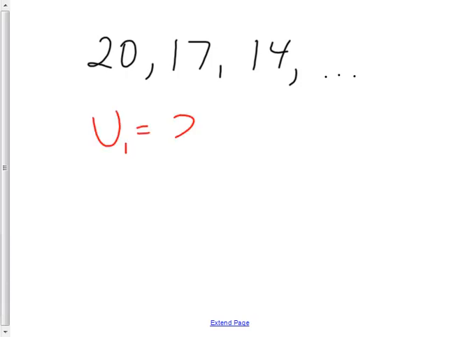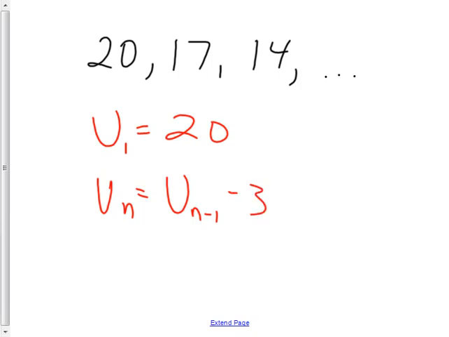Now try it going the other way. Let's say I have 20, 17, 14, dot, dot, dot. Write me a formula for that. I'm going to come around and check them, so make sure that yours looks good. I'm going to pause. I'll give you a second to work. So here's what you should have said. U sub 1 equals 20. U sub n is given by u sub n minus 1, and then I have to make it go smaller each time. What's that mean? Minus 3.